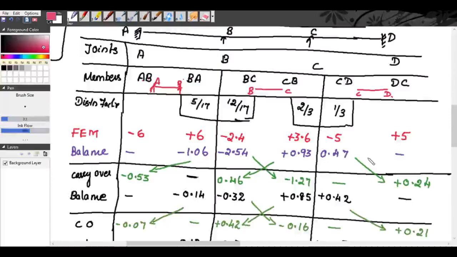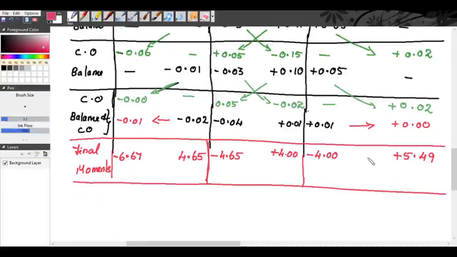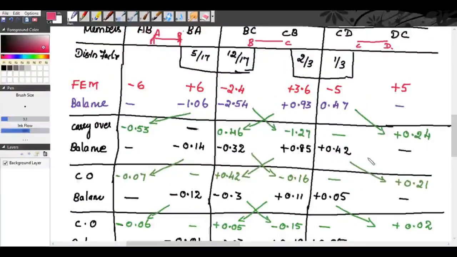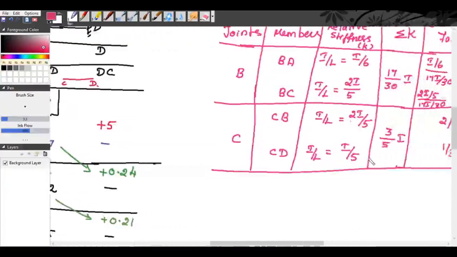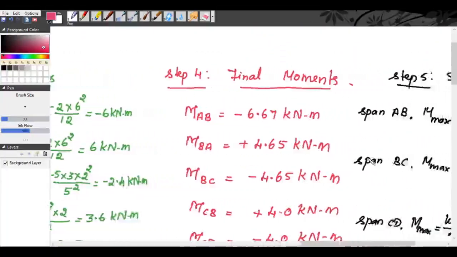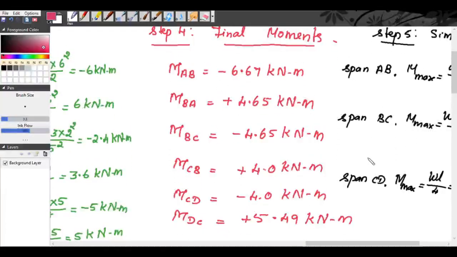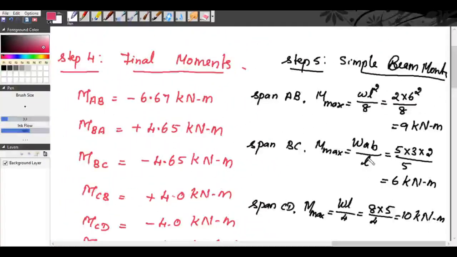As you go on for a large number of iterations, your solution will be more accurate. So the important thing is carryover moment and balance. You have to write the joints, members, distribution factor, fixed end moment, balance, then carryover moments and balancing moments. Now, after this, we will write our final end moments. Step 4, our final end moments. And for the purpose of drawing our bending moment diagram, we need the simple beam moments. For that, we have calculated the simple beam moments also.